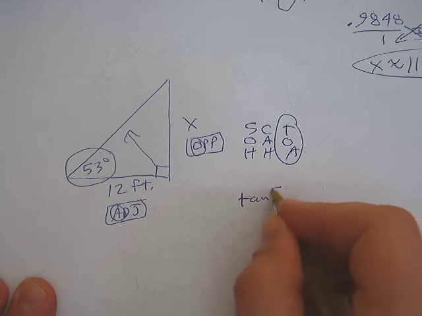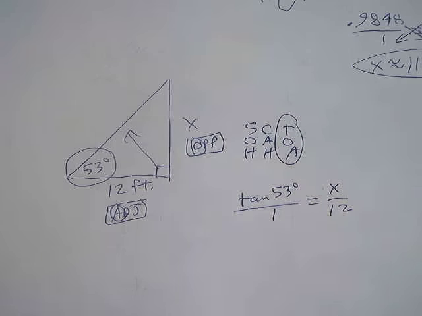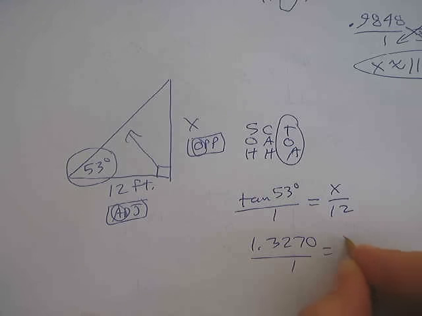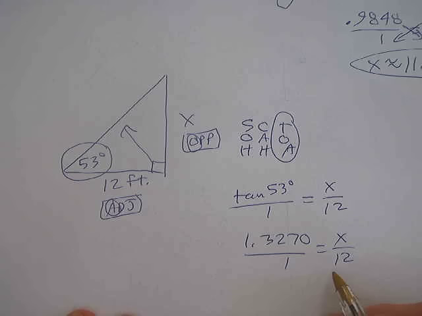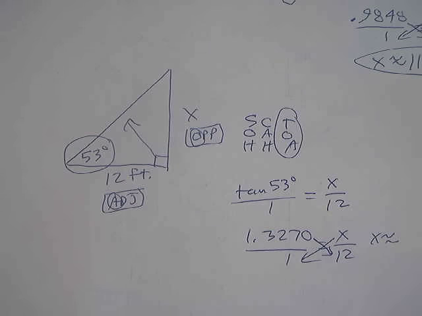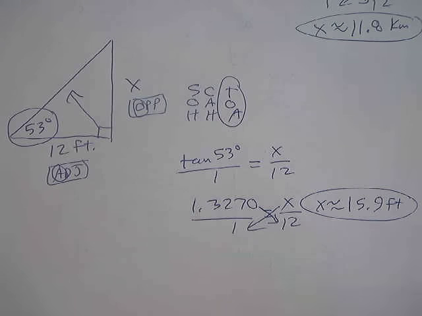So using SOHCAHTOA, we have an O and we have an A, so that means we're going to use tangent. Take tangent of 53 degrees over 1 equals O over A, x over 12. So on a calculator, I'm going to hit the tangent of 53, press enter, and I get 1.3270 over 1 equals x over 12. Again, in this one, the number happens to be on the bottom, so I cross multiply. I take 12 times 1.3270. You get approximately 15.9 feet.